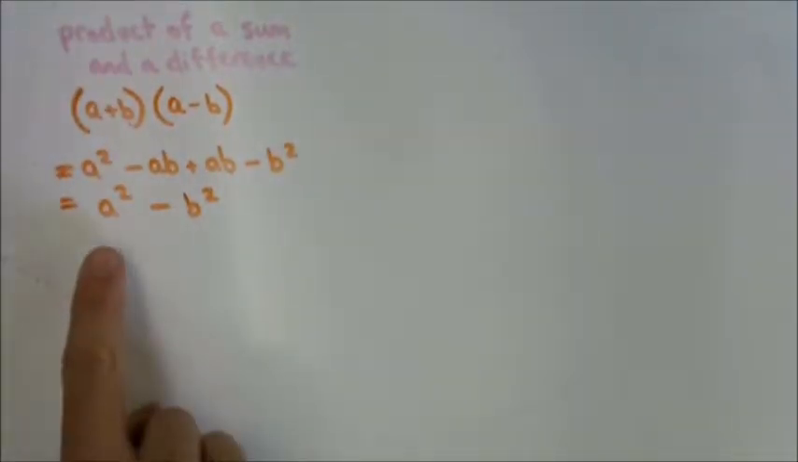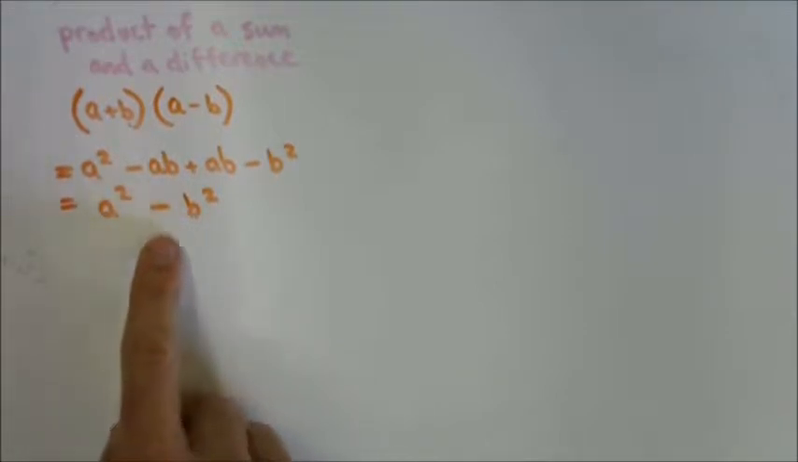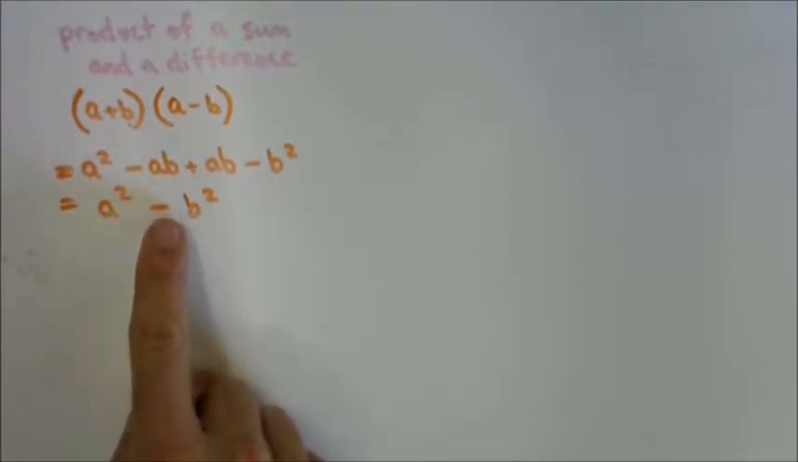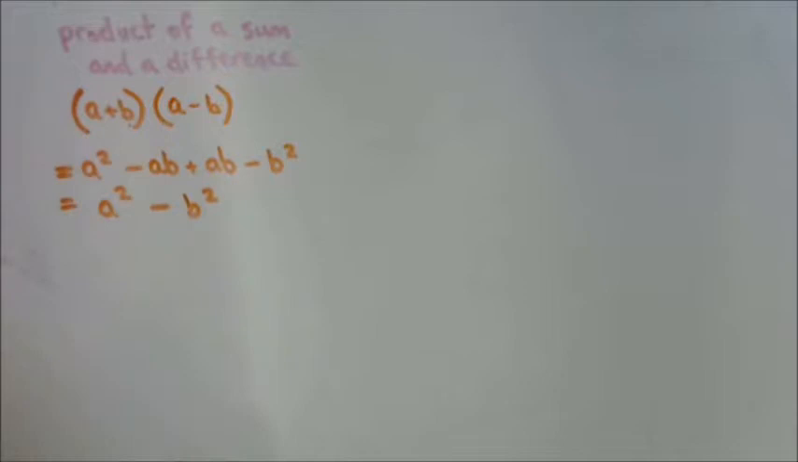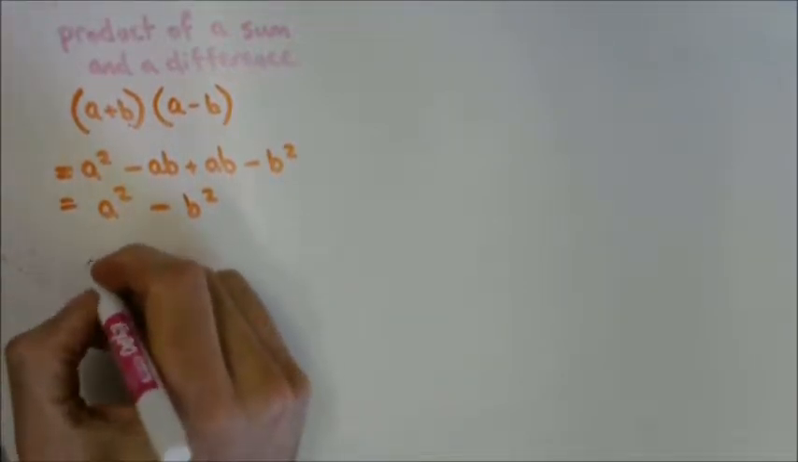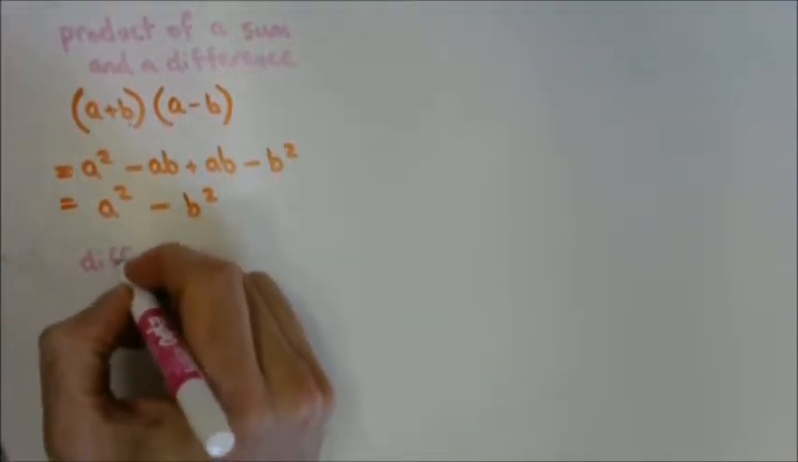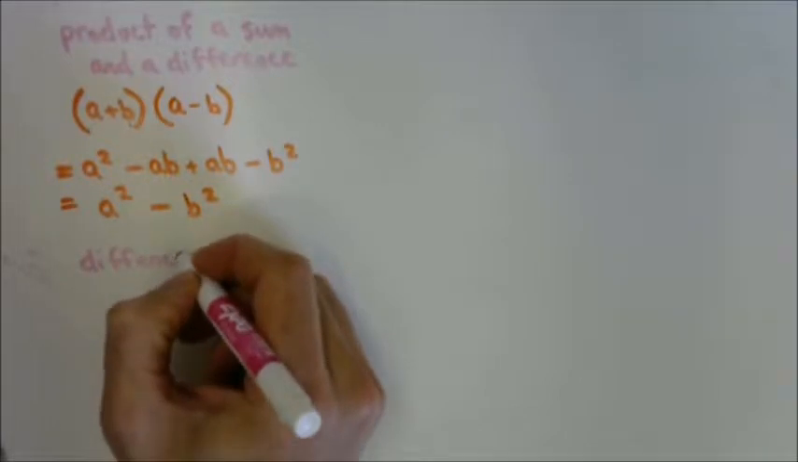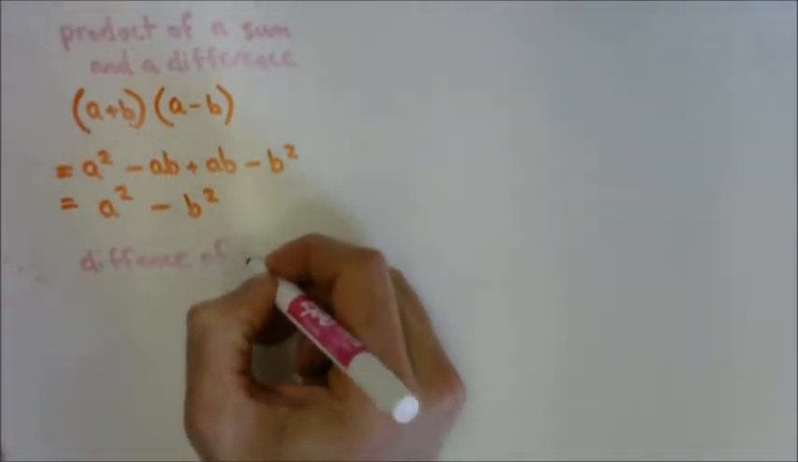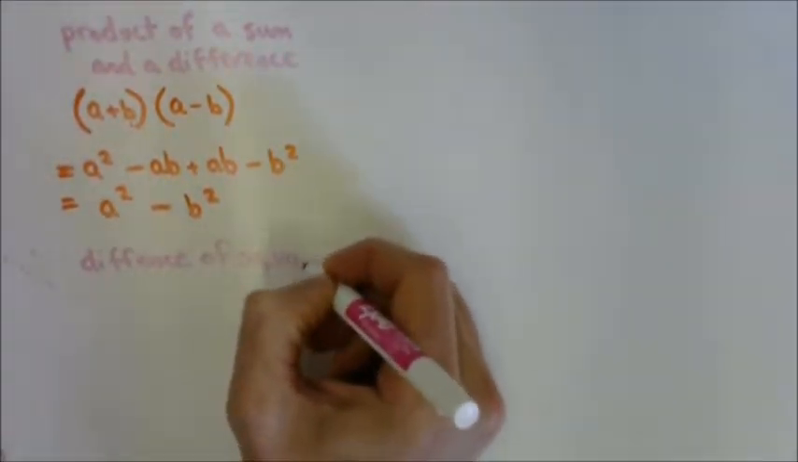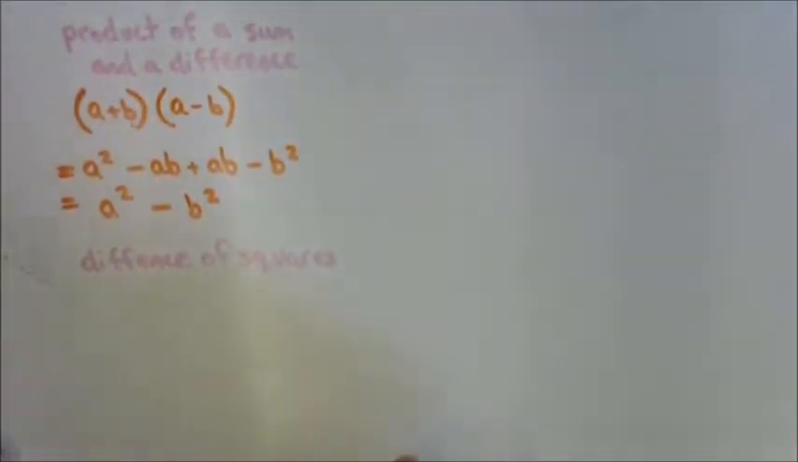Now, what is this statement called? It has a difference in the middle, and it has squares on the outside. This is a difference of squares. Good.